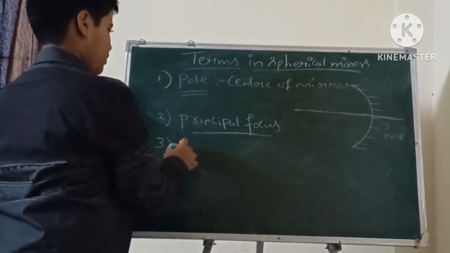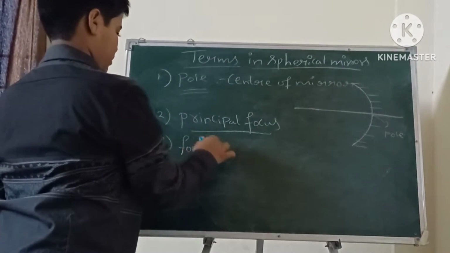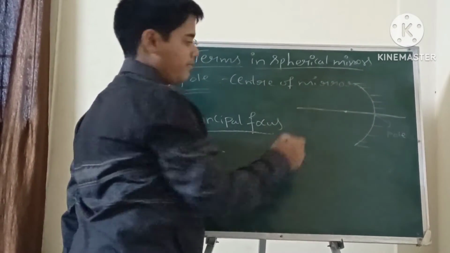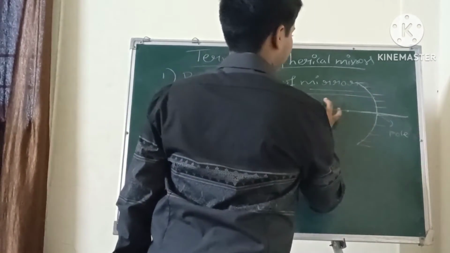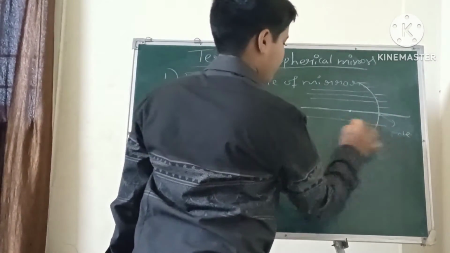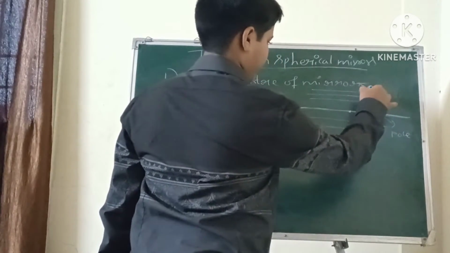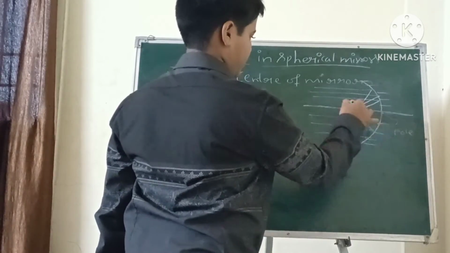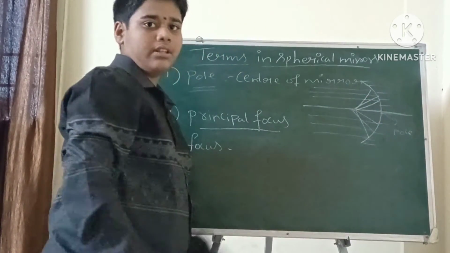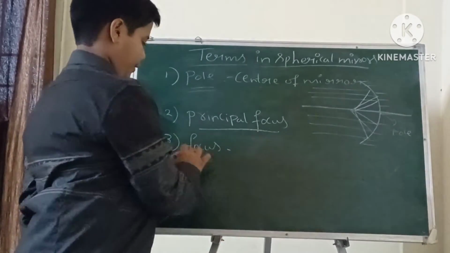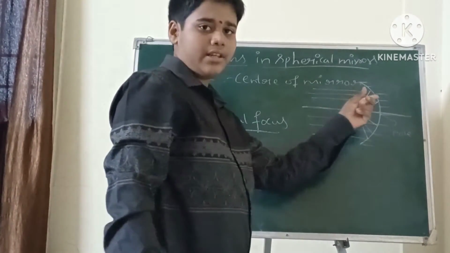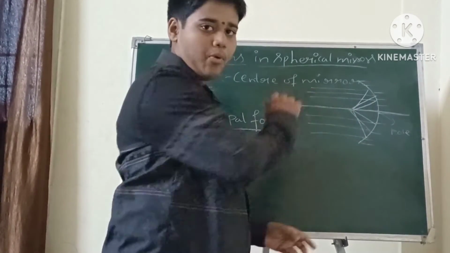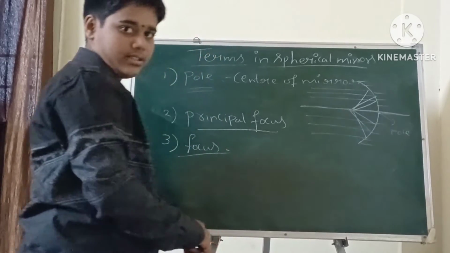And the third one, focus. How is focus formed? If light rays are going like this, when these are reflected, they meet at one point. These light rays meet at one point. That point is called focus. When these light rays are reflected, all the reflected rays join at a point. That point is called focus.